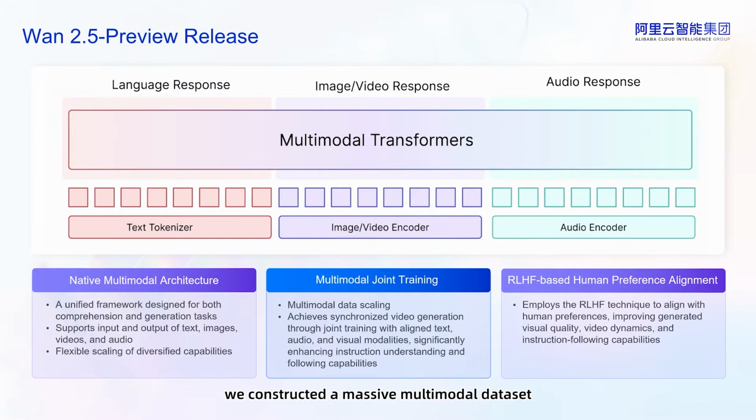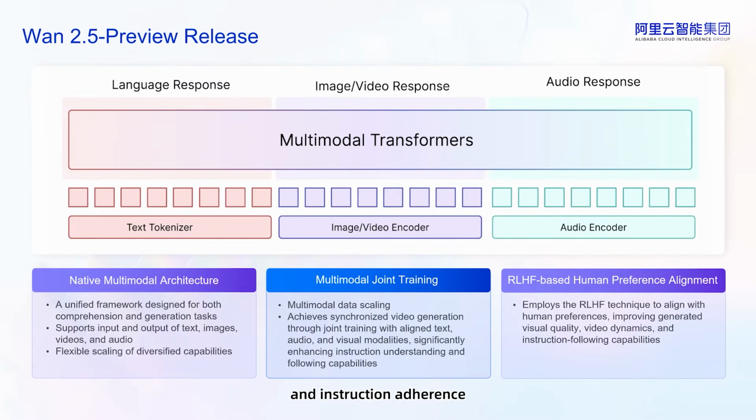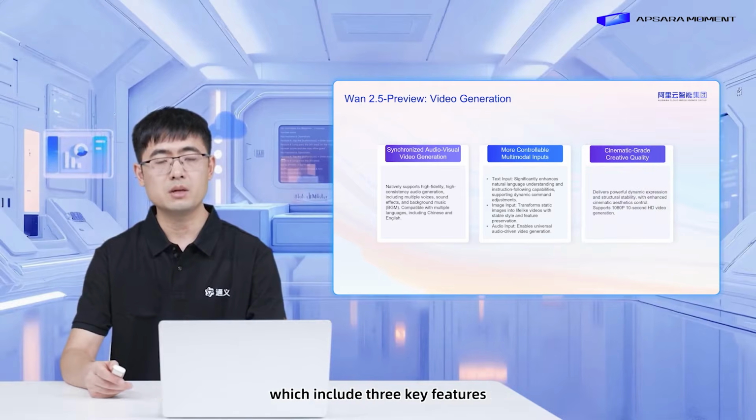During the training phase, we constructed a massive multimodal dataset and performed joint training with text, video, and audio data, enabling synchronized audiovisual generation and significantly improving the model's instruction following and comprehension abilities. In the post-training phase, we introduced reinforcement learning based on human feedback to align the model with human preferences, ultimately enhancing the quality of generated visuals, video dynamics, and instruction adherence. Now, let me introduce the video generation capabilities of Wan2.5 Preview, which include 3 key features.